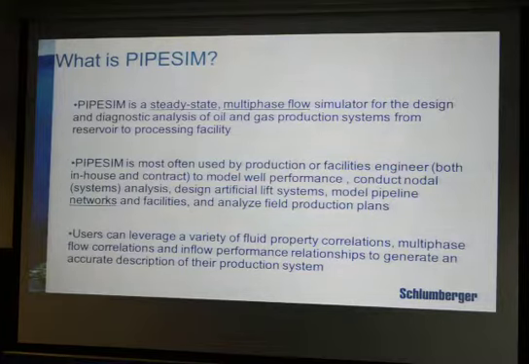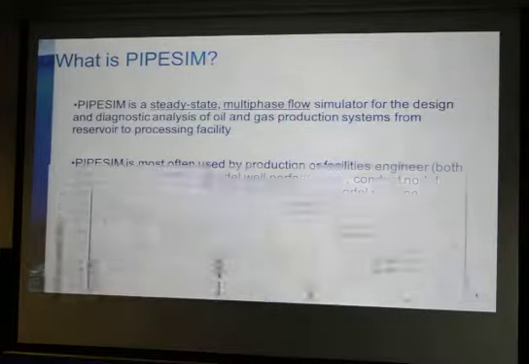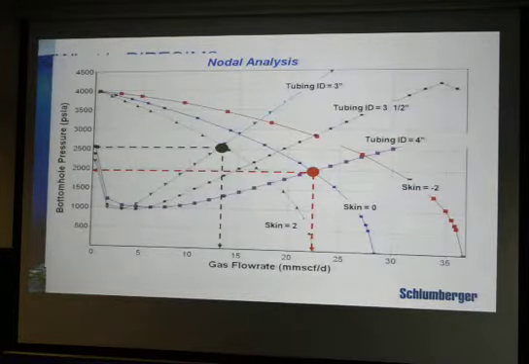PIPESIM is the software that Schlumberger offers in this regard. It's for steady state, multi-phase flow. You can handle networks, and lots of features are there. Different correlations are there, and this is the graph that you get. In the analysis you can have different tubing IDs, you can have different IPRs for different skins, and you can find out the different operating pressure and operating flow rate for different cases.